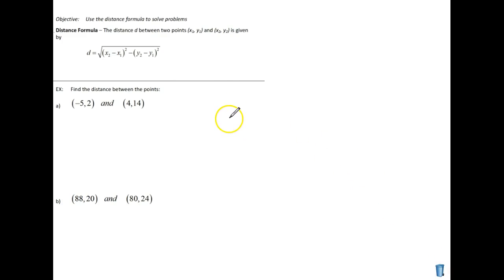The distance formula is another application of radicals, and that is the formula that allows us to find the distance between any 2 points in the coordinate plane. The first point we label as x1, y1, and the second one we label as x2, y2. And here is the distance formula.